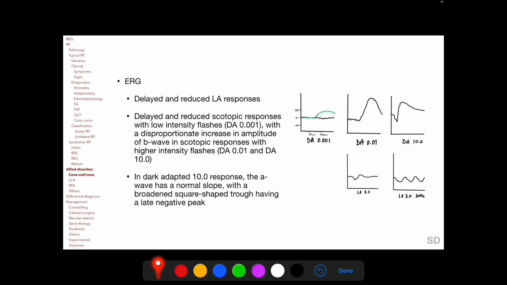Being a cone dystrophy, ERG shows delayed and reduced light adapted responses as seen by these two tracings. The rod response to dark adapted very dim flash stimulus is delayed and reduced, but the rod response to dark adapted dim flash and dark adapted bright flash stimuli show a disproportionate increase in amplitude of the B wave, and this is pathognomonic of this entity.